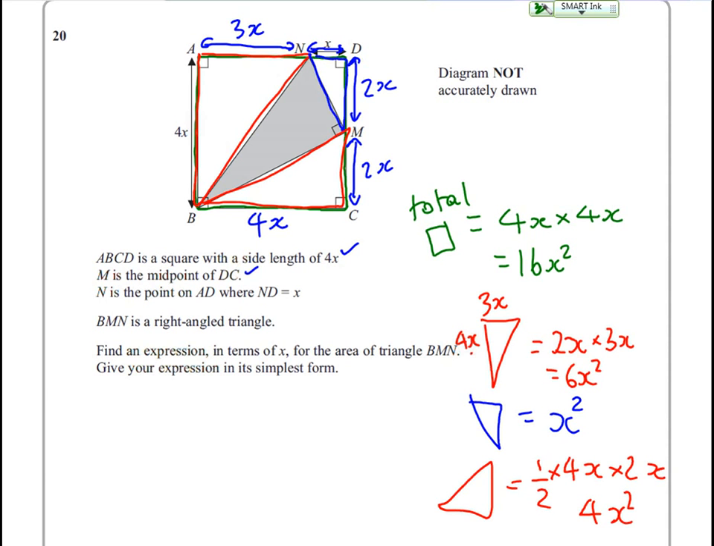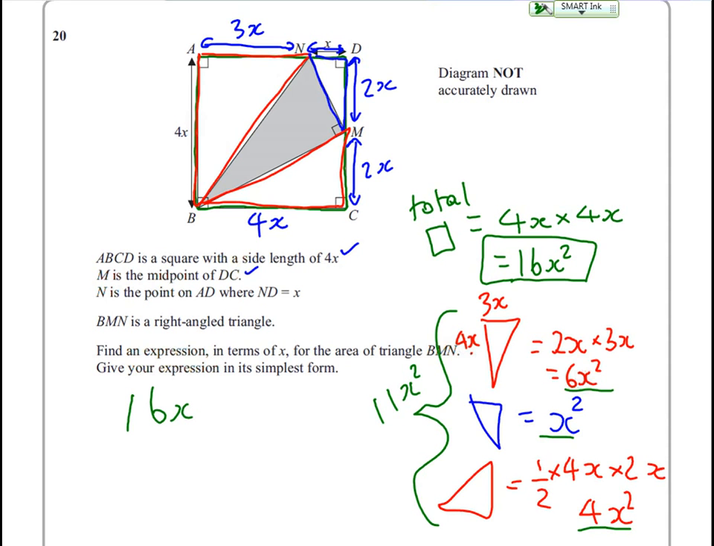Now, from the total area of 16x squared, we want to take away 6x squared and x squared and 4x squared. If we add these three areas together, we are going to get 11x squared. So the total area in terms of x is going to be 16x squared, take away 11x squared, which is going to give us the answer of 5x squared. Okay, done. That's the expression for the area.